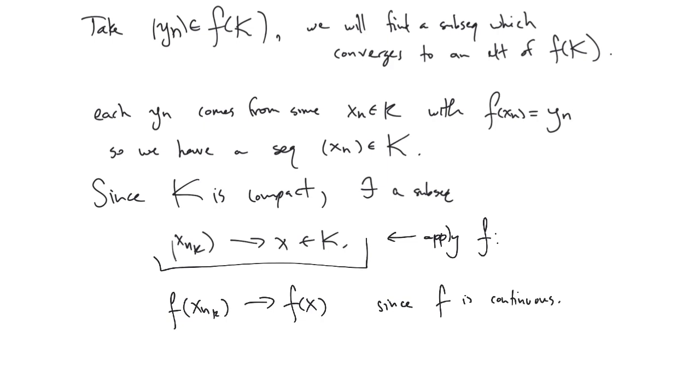But this F of X_{n_k} is equal to Y_{n_k}, right? That's what I called F up here: F of X_n is always equal to Y_n. So when I see F of X_{n_k}, that's the same as Y_{n_k}. And here we have a subsequence of the Y_n's which converges. And in fact, F of X is going to be an element of F of K. Should have written that in there. Because X was in K, so F of X is in F of K.